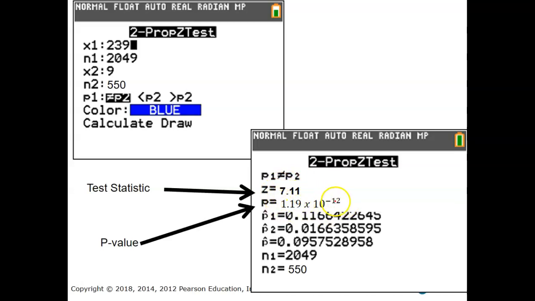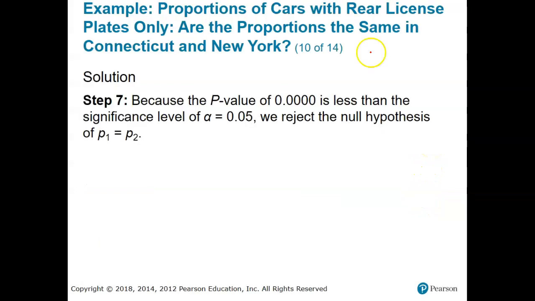So we have a very, very small p-value. See this negative 12 means we would move this 12 places to the left, so I would have like 0.11019, so a very, very small p-value. Okay, so because it's so small and we compare it to 0.05, our p-value is less than our significance level. So we choose to reject the null hypothesis when that happens.